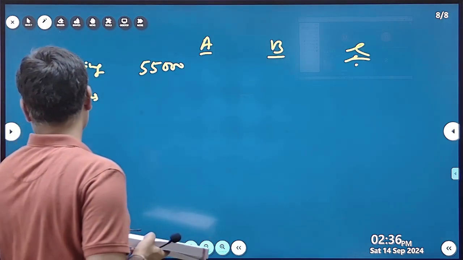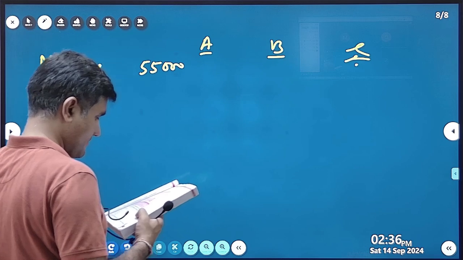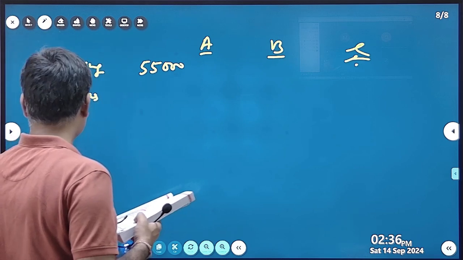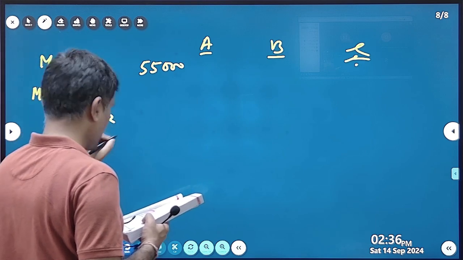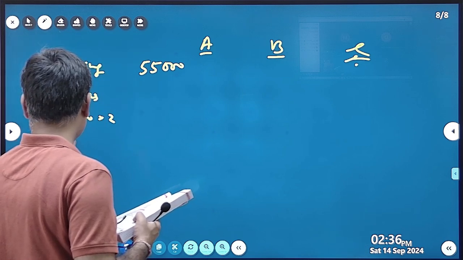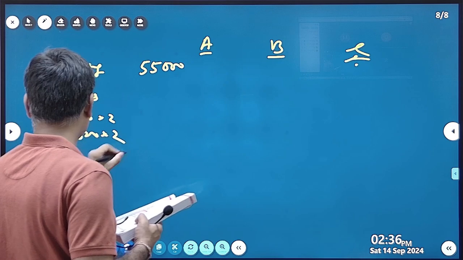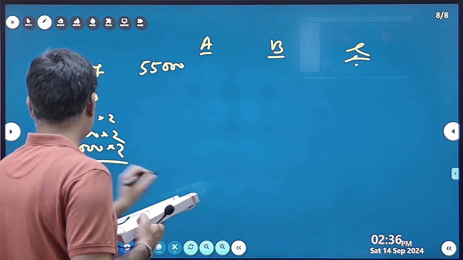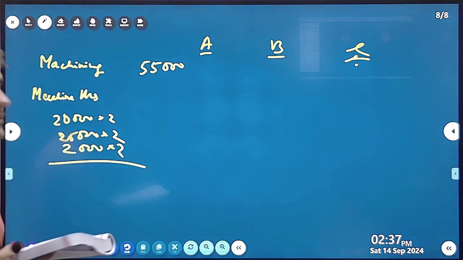Total machine hours: 20,000 into 2, 25,000 into 2, 2,000 into 2. It comes to how much? 94,000.